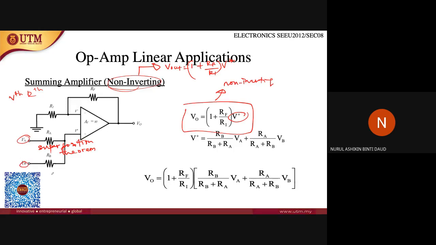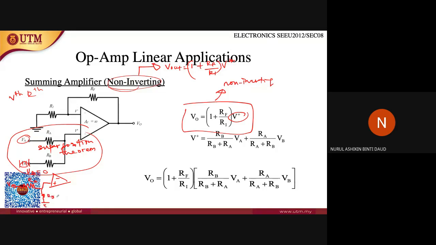For example, just focus on this part. At this part, minus, this is positive. Let's assume that in this case VB is equal to 0. So when VB is equal to 0, it will be ground here, right? VB will be ground, so it will look like this. So this is RA, which is VA here, and VB will be ground.